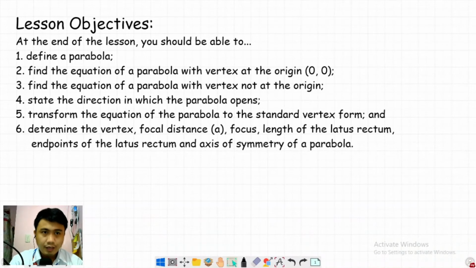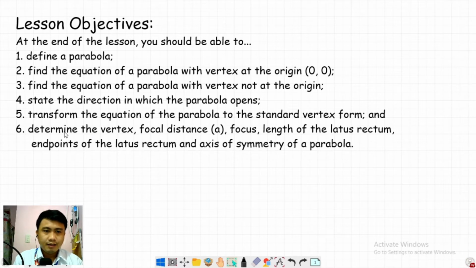Okay, so these are the lesson objectives. At the end of the lesson, you should be able to: number 1, define a parabola. Number 2, find the equation of a parabola with vertex at the origin, (0, 0). Number 3, find the equation of a parabola with vertex not at the origin. Number 4, state the direction in which the parabola opens. Number 5, transform the equation of the parabola to the standard vertex form.